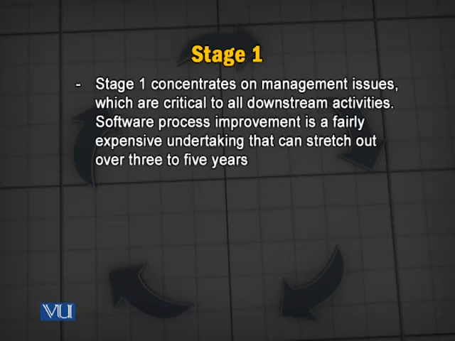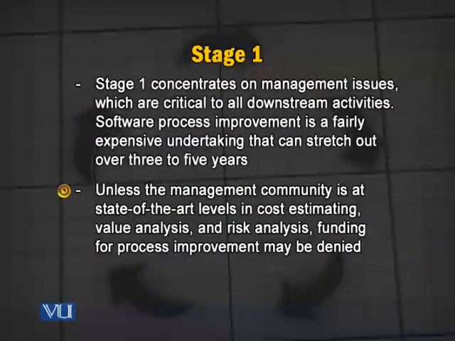तो जैसा मैं बता रहा था कि stage 1 जो है, it concentrates on management issues which are critical to all downstream activities. Software process improvement is a fairly expensive undertaking that can stretch for over, let's say, 3 to 5 years. तो जब आपने commitment करनी है, you better know what are your weaknesses and what are your strengths. So without conducting an assessment, you would not know that. Unless the management community is state of the art in cost estimation, in value analysis and in risk analysis, funding for process improvement may not be easy to come from the higher management of the organization.